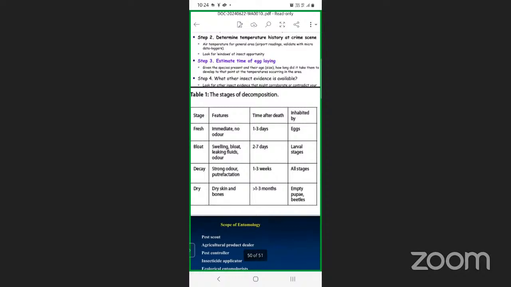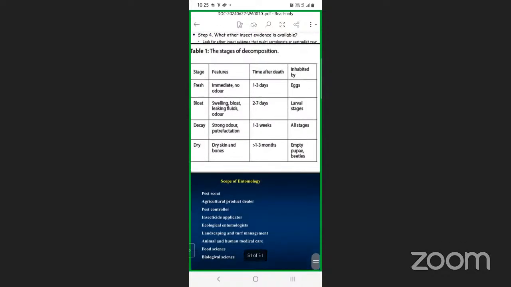So when we talk about the stages of decomposition, we come to the conclusion that a fresh body is 1 to 3 days, where eggs will be collected. If the body is bloated, with swelling, bloat and leaking fluids, we'll find the odor also. At 2 to 7 days we will conclude larval stages. Decay with the strong odor of putrefaction is 1 to 3 weeks, with all stages. And dry skin and bones we will find in 1 to 3 months, with empty pupae and beetles.